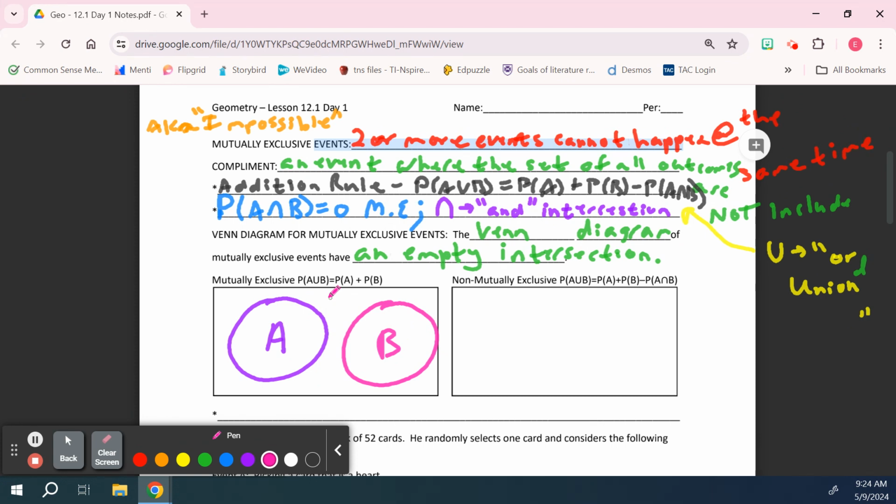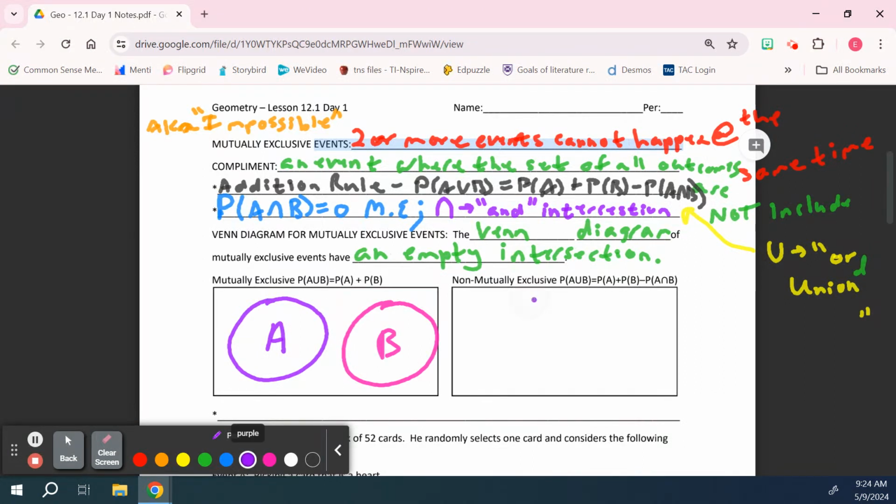Like if you were talking about pets that people have, right? And event A is that people have a cat. And event B is people have a fish. Are cats ever fish? No, so there's nothing in common there. Does that make sense?